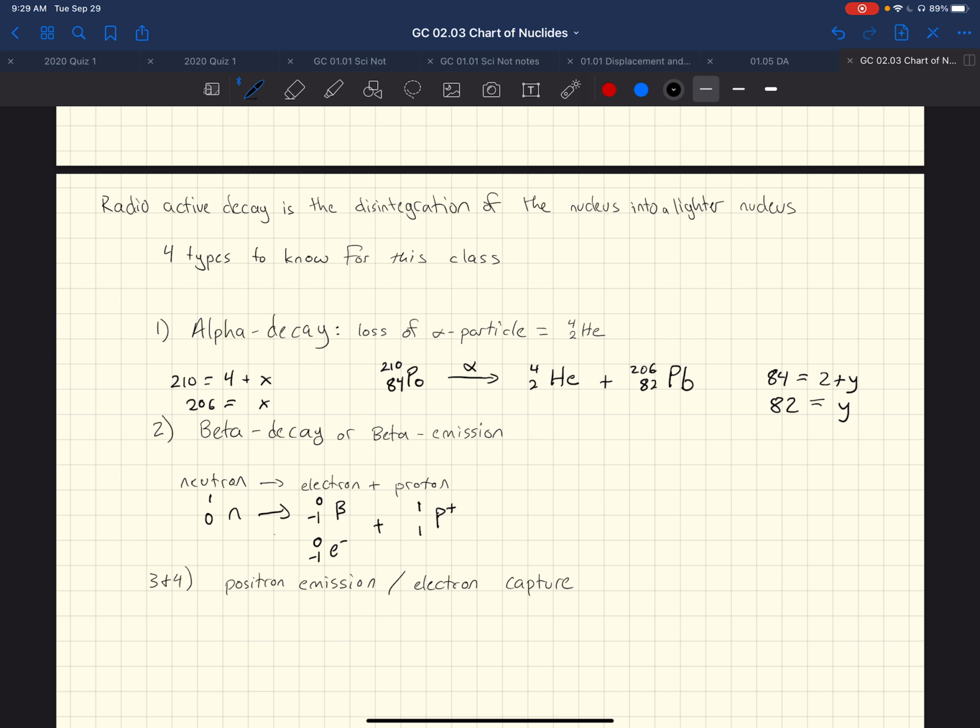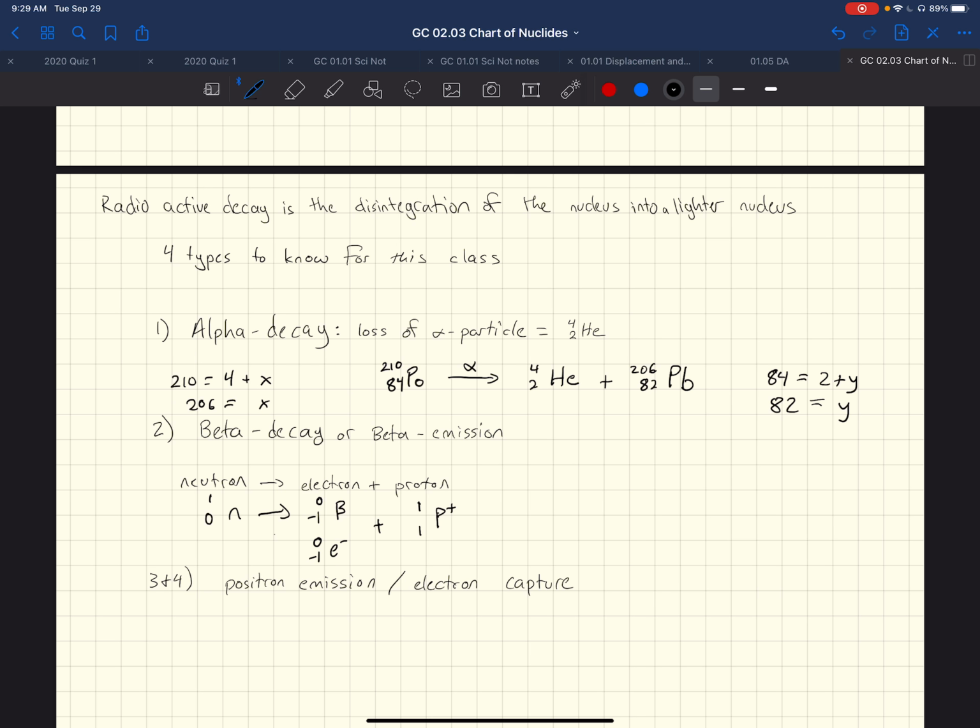Okay, so again, let's think about what's happening here. A neutron is being converted to a proton by releasing an electron, a beta particle. Now these two both are in the nucleus, so they're really the ones that we care about. When we generate this beta particle, it now leaves the nucleus. So it's no longer in the nucleus. We don't care about it anymore.